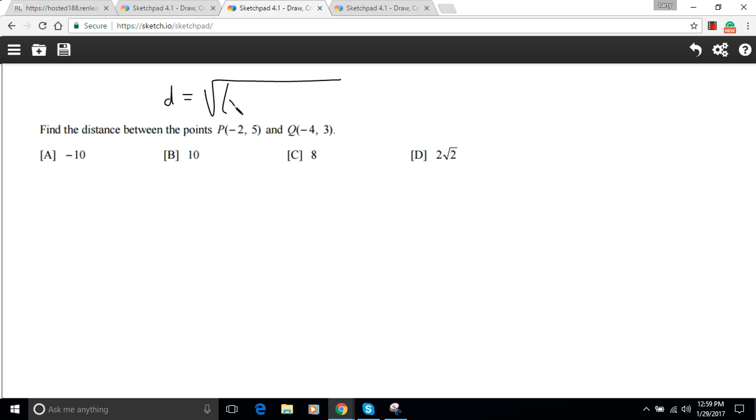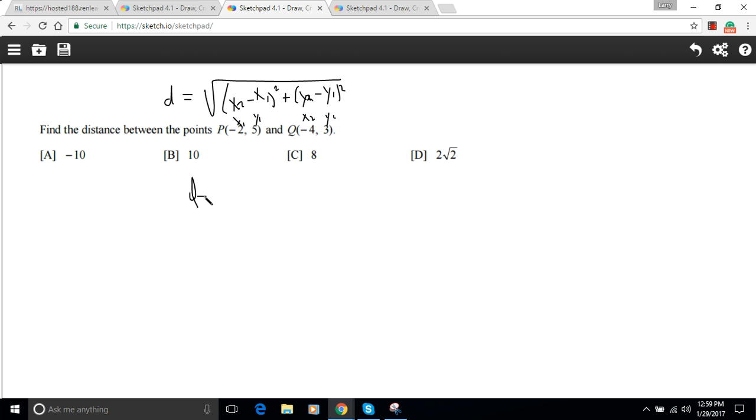And remember, it's x2 minus x1 squared plus y2 minus y1 squared. Make that look more like a 2 squared. Okay, so let's take our values again. This is x1 and y1, and x2 and y2. And let's start plugging them in.